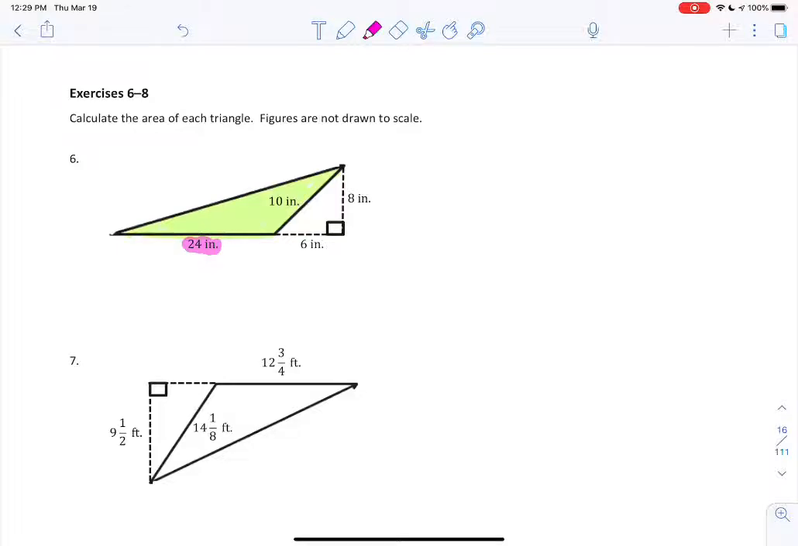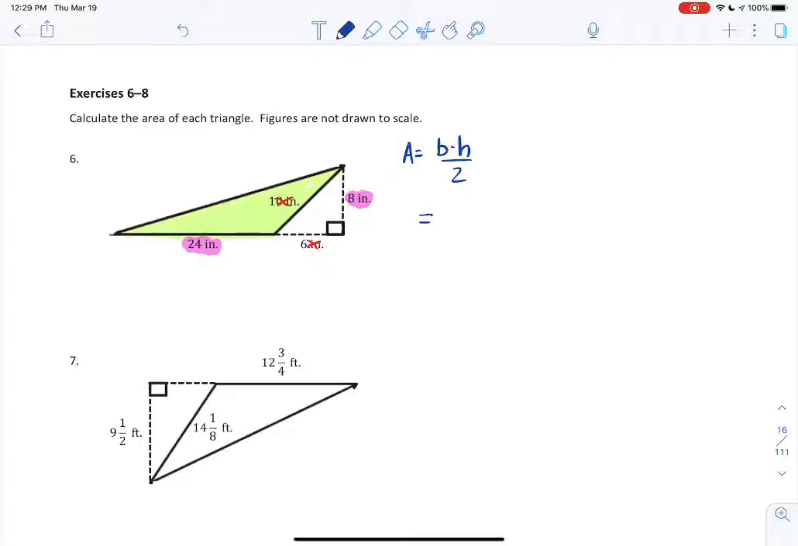And then I want to know the height, and I want to figure out which one is the height. Hopefully you identified this one as the height. The height is the altitude, which is going straight up and down, perpendicular to the base, even if it's outside of the triangle. So what that means is that this number 10, I don't need it. This number 6, I don't need it. So area equals base times height divided by 2.